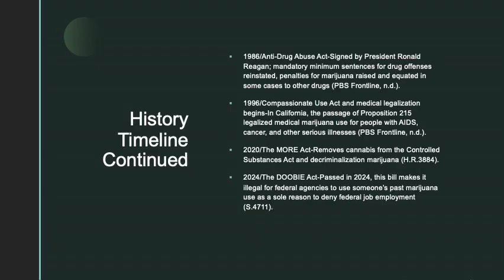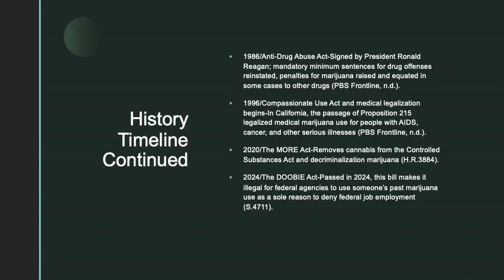This is history timeline continued. 1986, the Anti-Drug Abuse Act was signed by President Ronald Reagan. This was mandatory minimum sentences for drug offenses, reinstated, and penalties for marijuana raised and equated in some cases to other drugs. 1996, the Compassionate Use Act and medical legalization begins. In California, the passage of Proposition 215 legalized medical marijuana use for people with AIDS, cancer, and other serious illnesses.